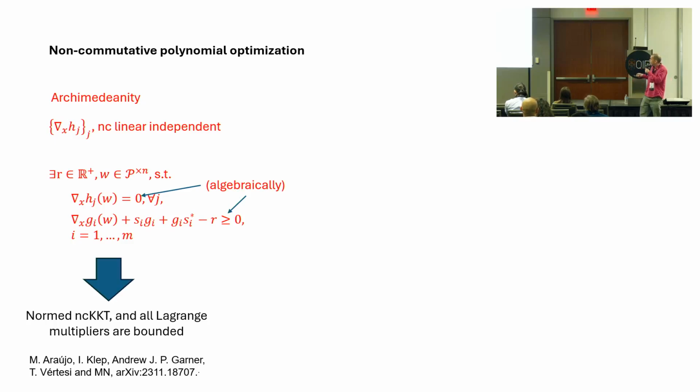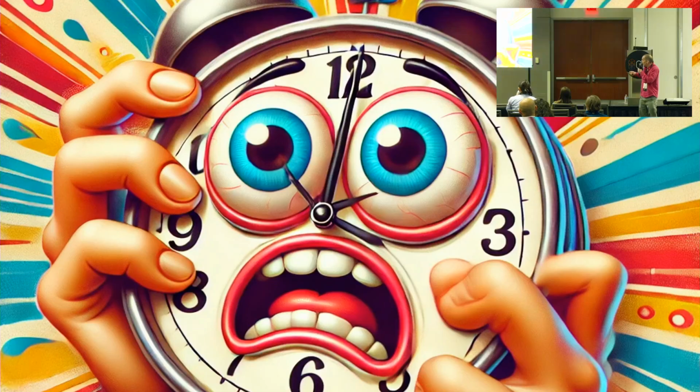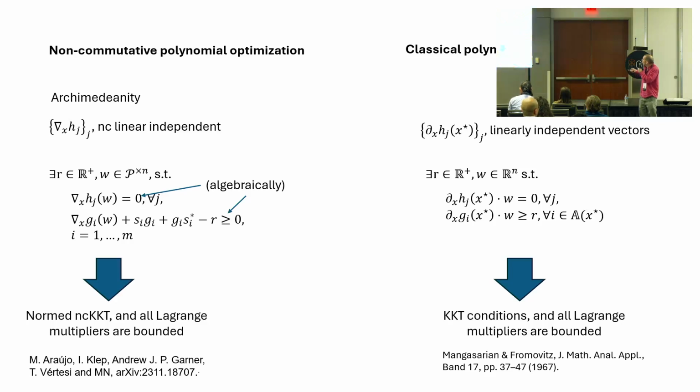And if you tell me in addition that all the variables are bounded, then there's no reason why I should encounter numerical problems or anything like that. It's a really cool condition. Now, I don't really have time to explain this, because again, the time. But what I'm going to do is to compare it with a similar criterion that exists in classical polynomial optimization. This is called the Mangasarian-Fromowitz constraint qualification.